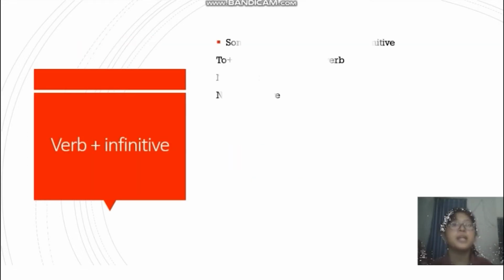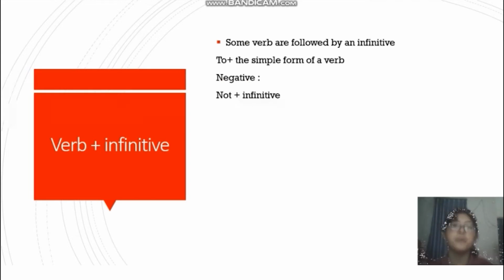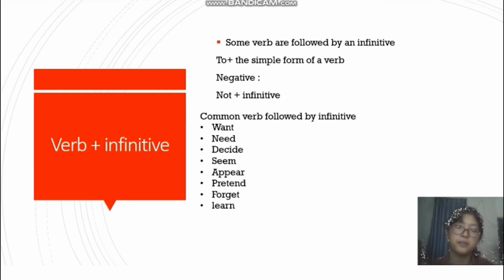Next, verb and infinitive. Some verbs are followed by an infinitive, to plus the simple form of the verb. Negative is not plus infinitive. Common verbs followed by infinitive: want, need, decide, seem, forget.